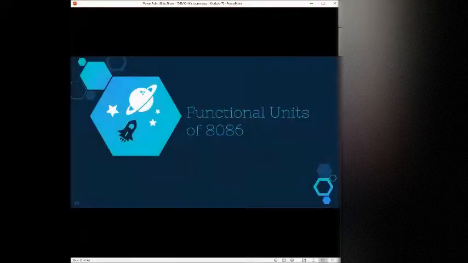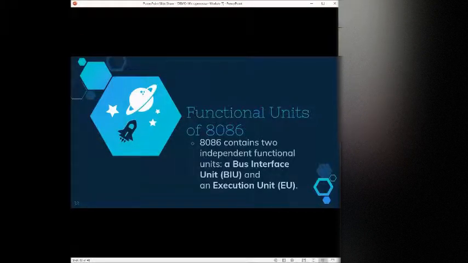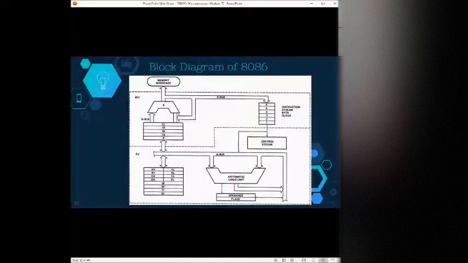Now, we have the functional units of 8086. The 8086 contains two independent functional units, a bus interface unit or BIU, and an execution unit or EU. So this is the block diagram. What did you notice in the block diagram?